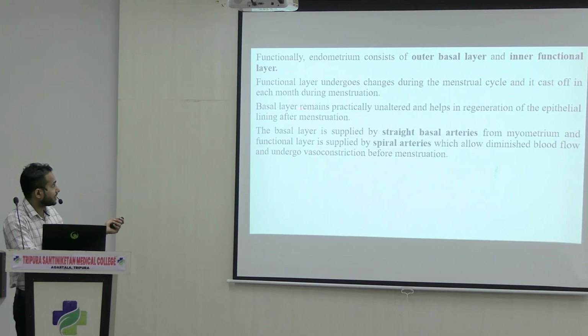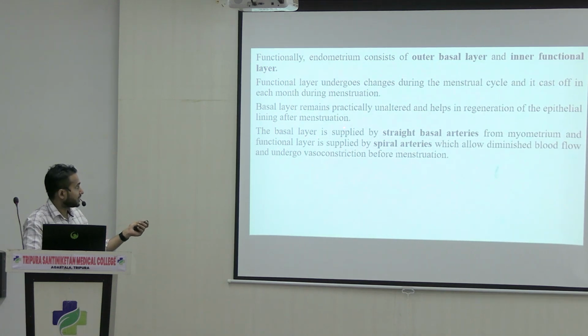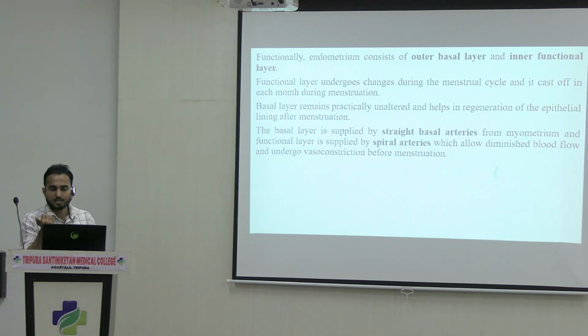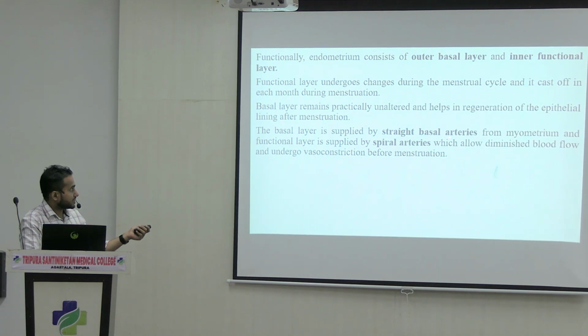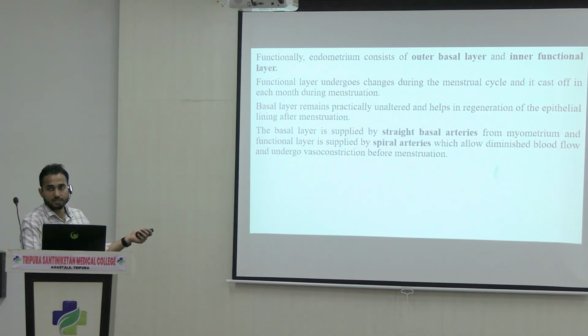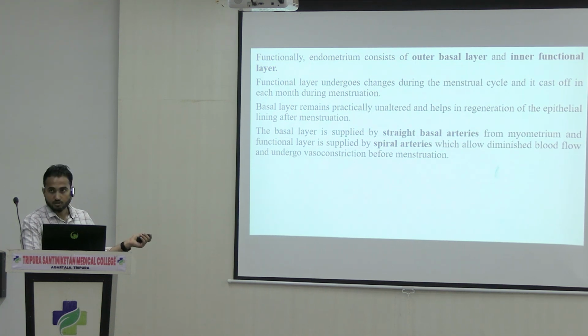So if you see the basal layer, it remains unaltered and it helps in regeneration of the epithelial lining after menstruation. Okay. Next, in the basal layer, straight blood vessels are there, and in case of functional layer, spiral arteries are there. The basal layer is mainly supplied by straight basal arteries, which are coming from the myometrium, and the functional layer is supplied by spiral arteries. Okay. Now, because of the spiral arteries, it allows diminished blood flow, which undergoes vasoconstriction before the menstruation.